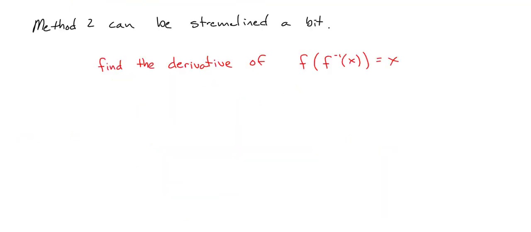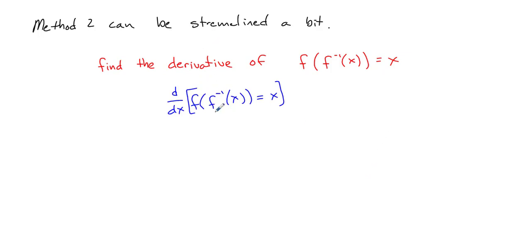Okay. Method 2 can be streamlined a little bit. Now, to do that, we're going to start with one of the pieces of the definition, or the function composition rule for inverses. Let's take one of these pieces and let's take the derivative. We're going to develop something to streamline this process a little bit. So I'm taking the derivative of this equation.